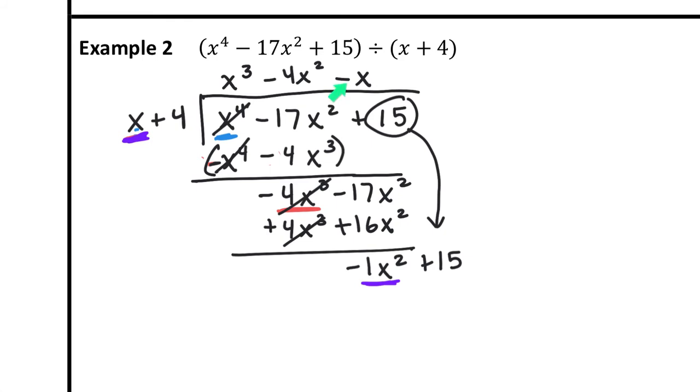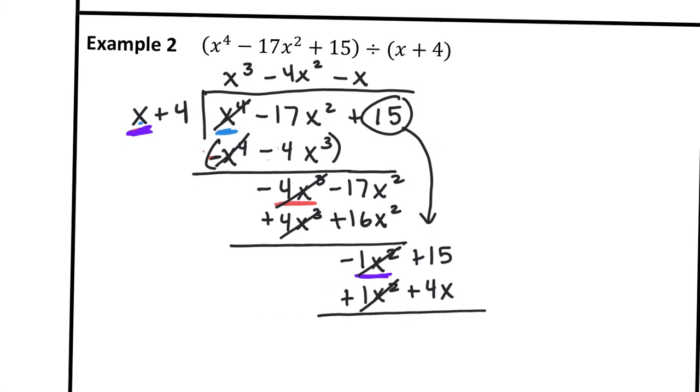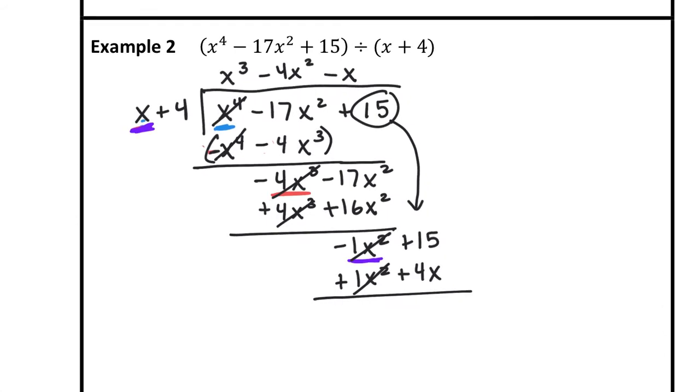So we're going to multiply. What's negative x times x? It's negative 1x squared. Then what's negative x times 4? It's negative 4x. We're going to subtract, so that's going to change these negatives into pluses. These are going to cancel. I can't combine 15 and 4x, so I'm just going to bring it down. Just write 4x plus 15.